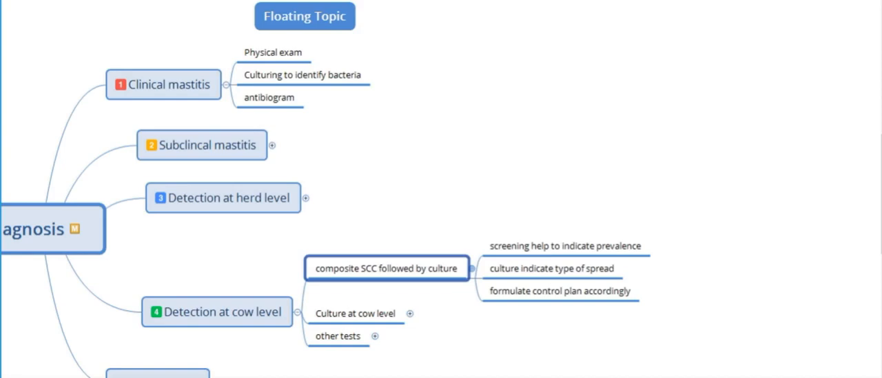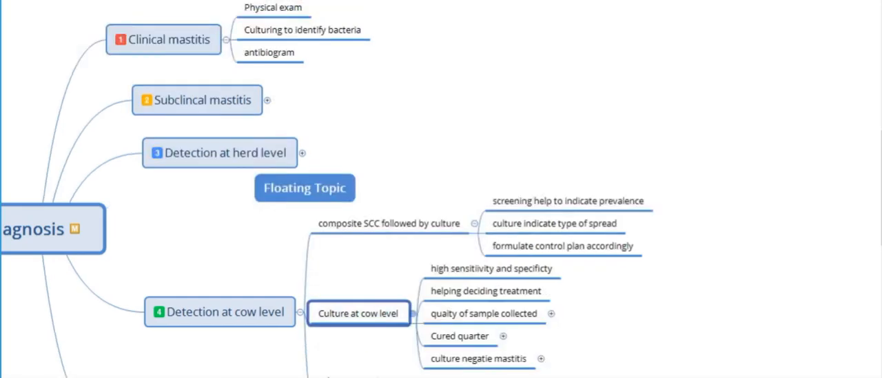Suppose if you get Staphylococcus aureus, you can be fairly sure that it is because of contagious spread. If you are getting more number of Streptococcus agalactiae, it could be because of the environmental issues. So that is how you do. And then based on the isolates obtained, based on the number of animals infected, you can formulate a plan accordingly regarding how to control or treat these cases. So that is how you do a somatic cell count. Then you can go for a culture at a cow level, and this has a very high level of sensitivity and specificity, and this is the most ideal thing to do.